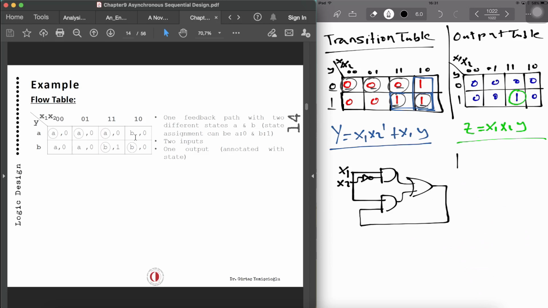So we can just have an AND gate over here, which will represent z. So x1, x2, and y. And this will give us the z. And this is small y. So that's how we can derive the circuit from the flow table. In the first example, we have seen from the circuit to the flow table. And in the second example, we have seen flow table to the circuit. So we can easily analyze and find out the asynchronous sequential circuits.